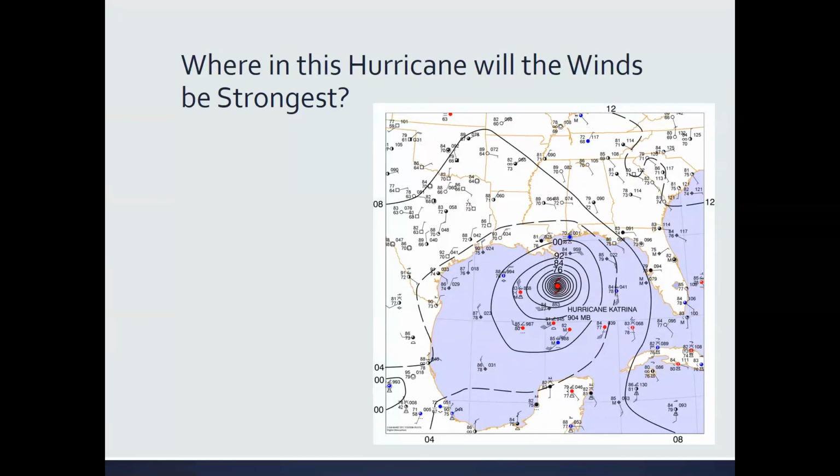Now, let's apply this real quickly. This is an image of Hurricane Katrina, and each one of these lines is an isobar. If you notice, as you approach the center of Hurricane Katrina, these isobars get closer and closer and closer together. That's common. As they get closer together, the winds become really strong. And actually, at the center of Hurricane Katrina, wind speeds topped 175 miles per hour. So, the isobars are closest together near the center.